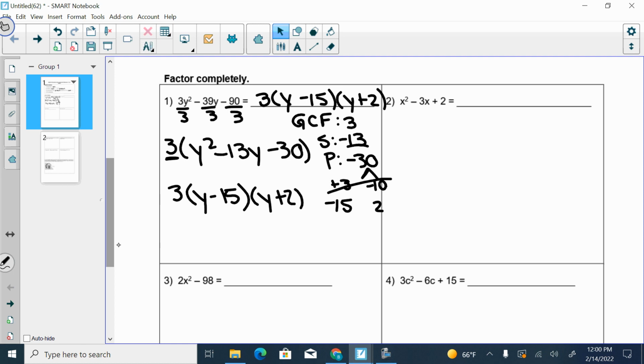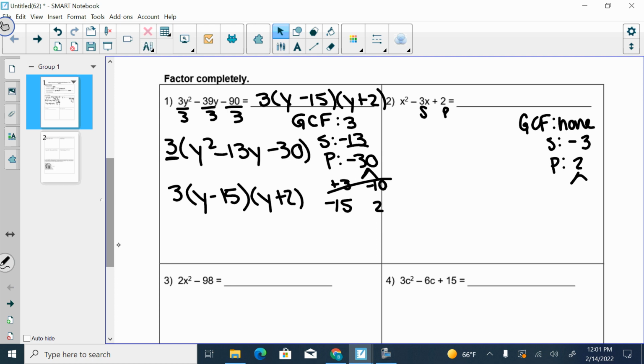All right, let's look at number 2. Any GCF on number 2? Nope, no GCF. Okay, so if there's no GCF, we can go ahead and identify our sum and product. Which number is my sum? Right, the one in the middle is always our sum. And which one's our product? Good, on the end. So it has to multiply to give us positive 2, but add to give us negative 3.